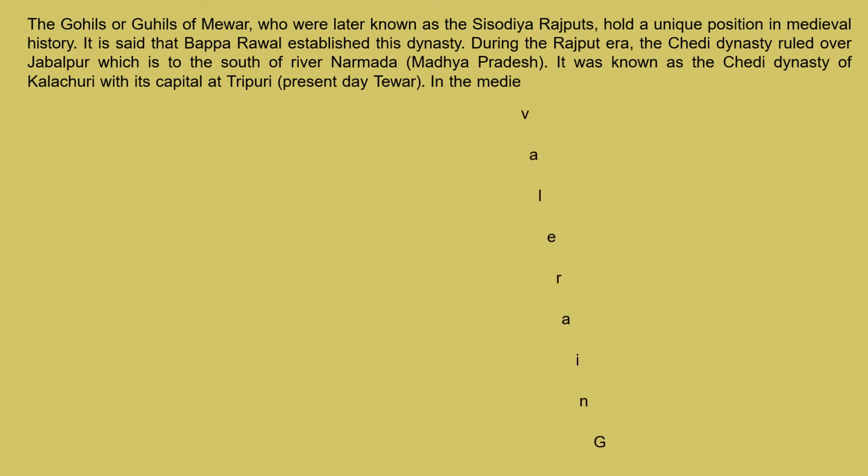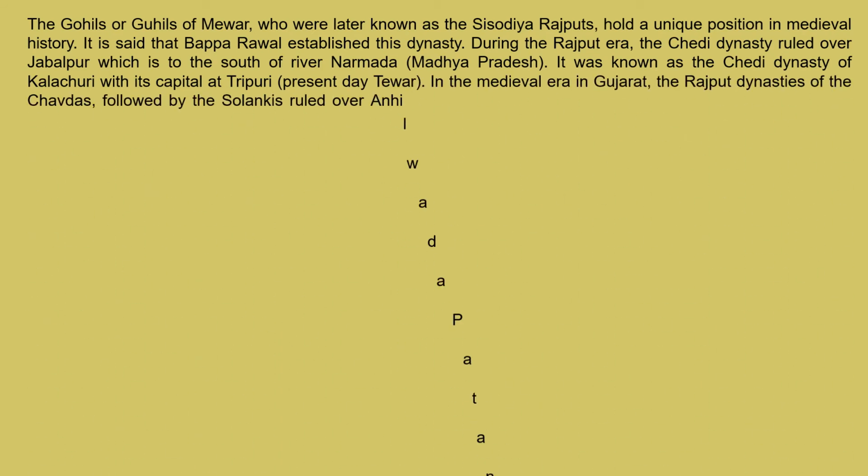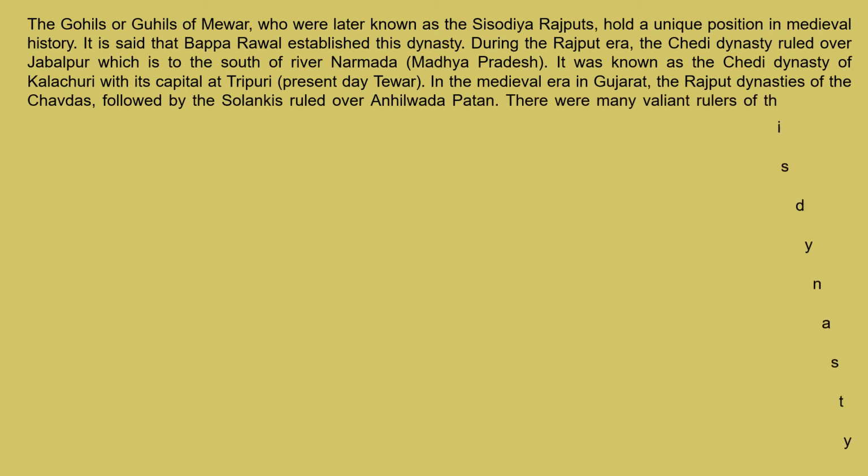During the Rajput era, the Chedi dynasty ruled over Jabalpur, which is to the south of river Narmada, that is Madhya Pradesh. It was known as the Chedi dynasty of Kalachuri, with its capital at Tripuri, at present Teva. In the medieval era in Gujarat, the Rajput dynasties of the Chawdas, followed by the Solankis, ruled over Anilwad Patan. There were many valiant rulers of this dynasty about whom we will study.